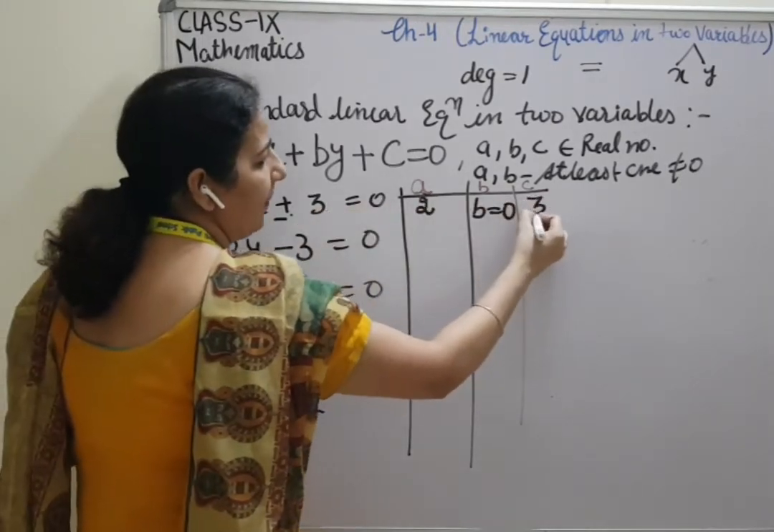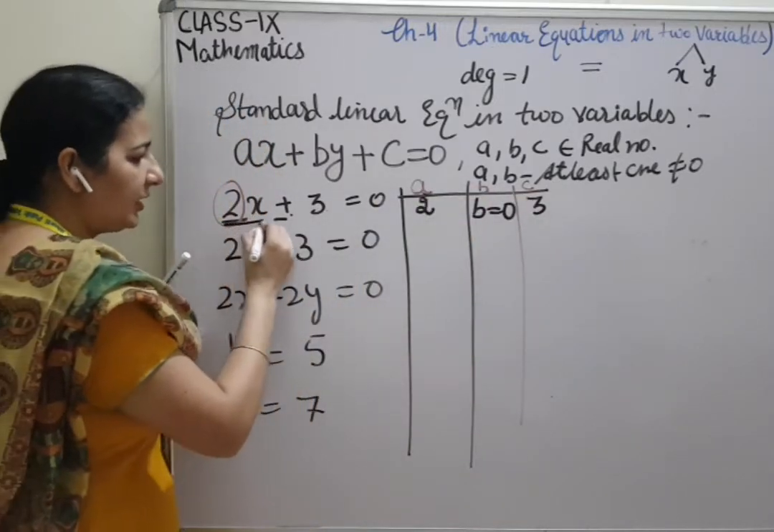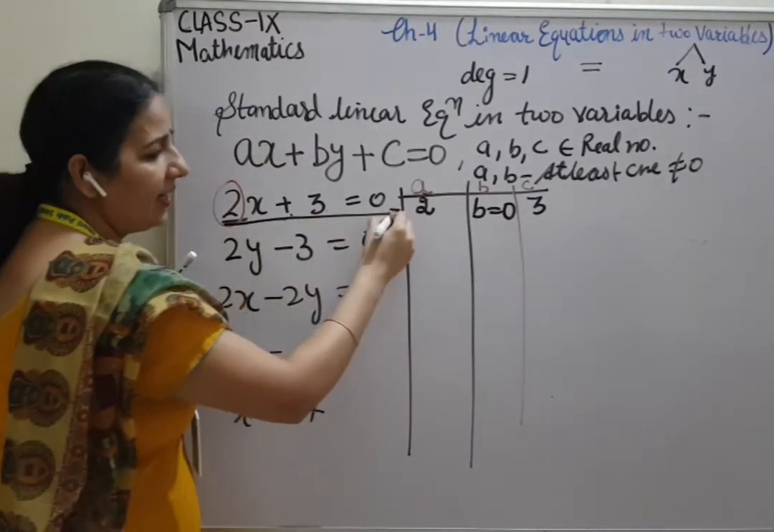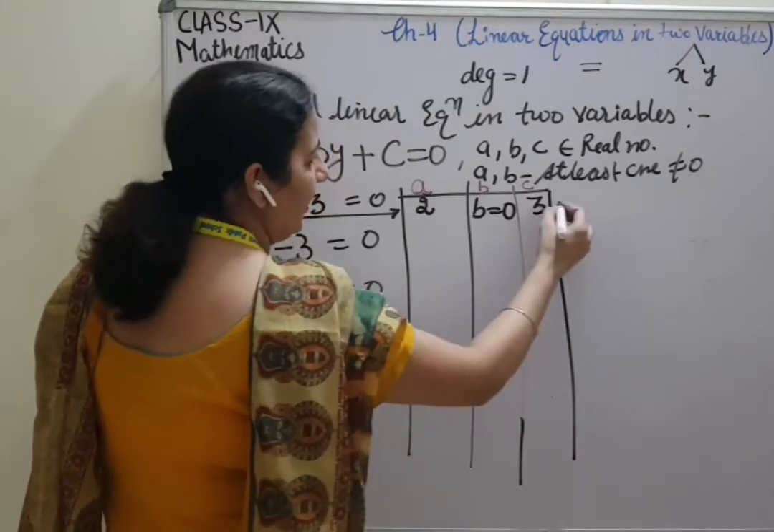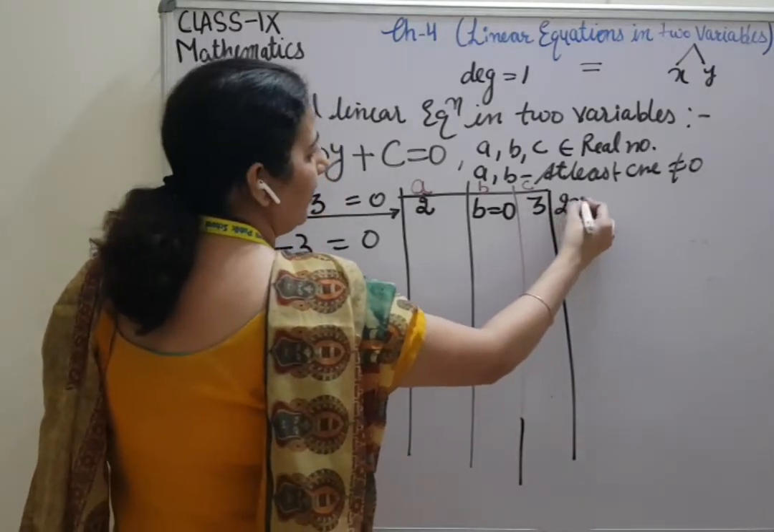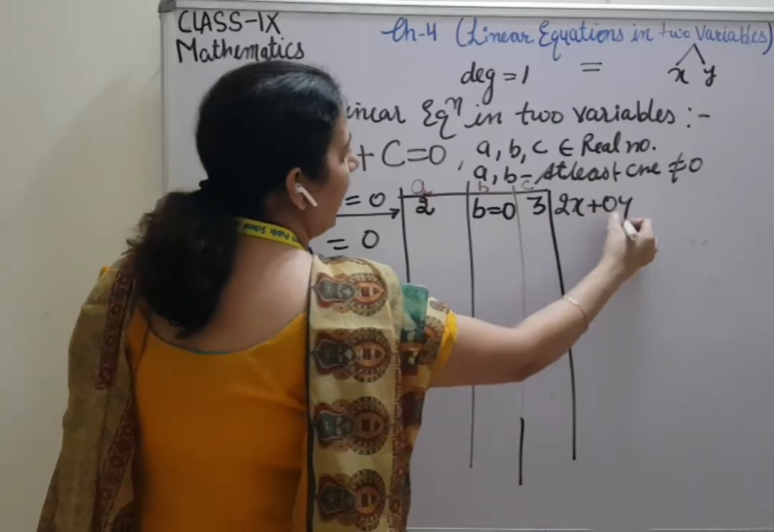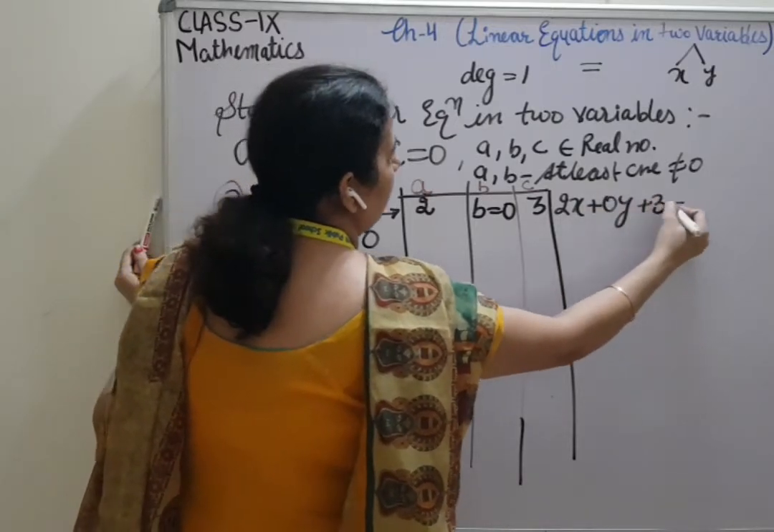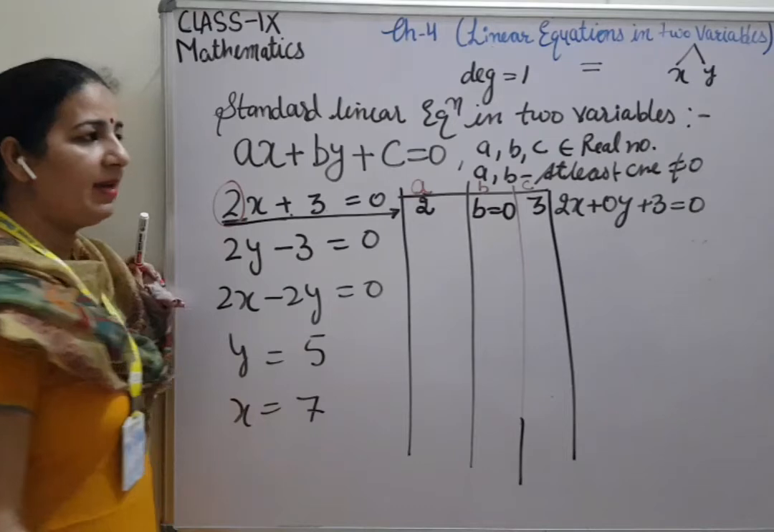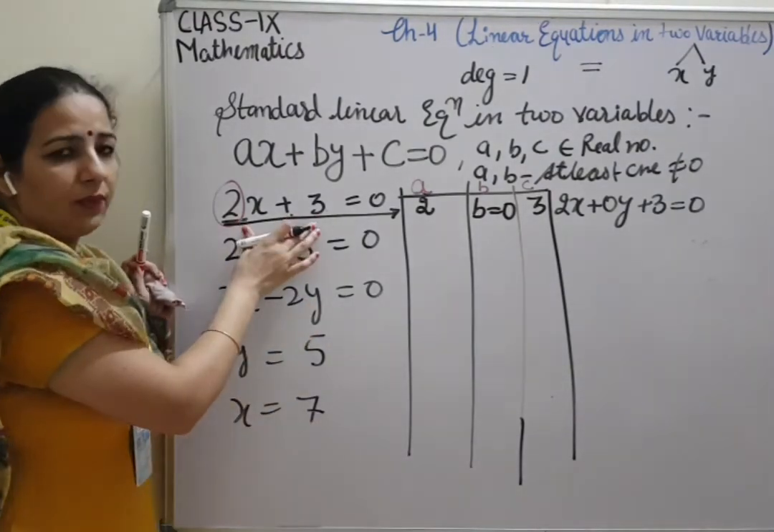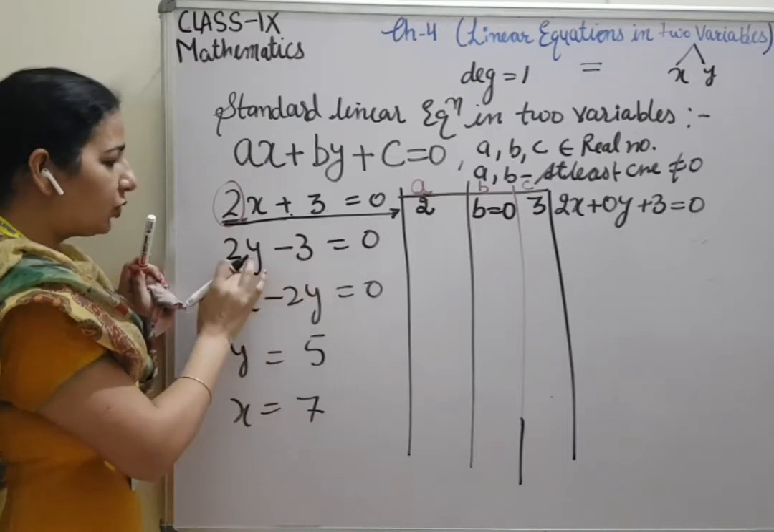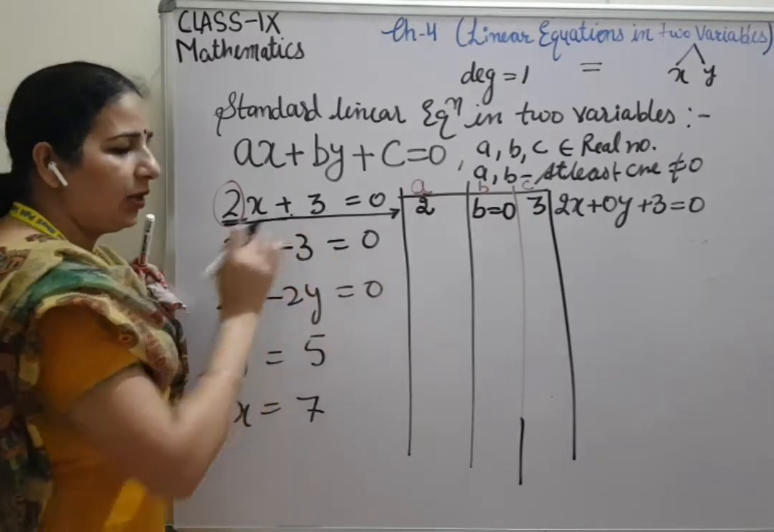The constant part. It means this linear equation can be written in the standard form, and the standard form will be 2x plus 0y plus 3 is equal to 0. It means B was 0, that's why the y term is not visible here. Next is 2y minus 3 is equal to 0.